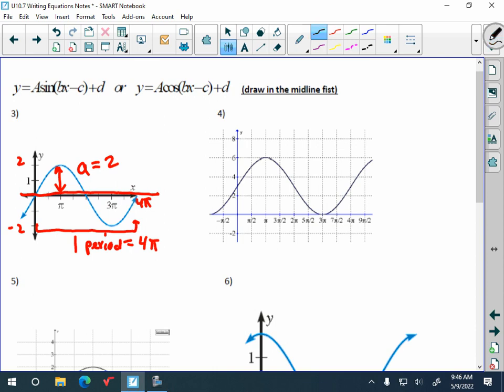All right, so now we can write the equation. Y equals 2 times sine. So we want to find b, and so we use b equals 2 pi divided by the period. So b equals 2 pi divided by 4 pi, which is 1/2. So 1/2 x.